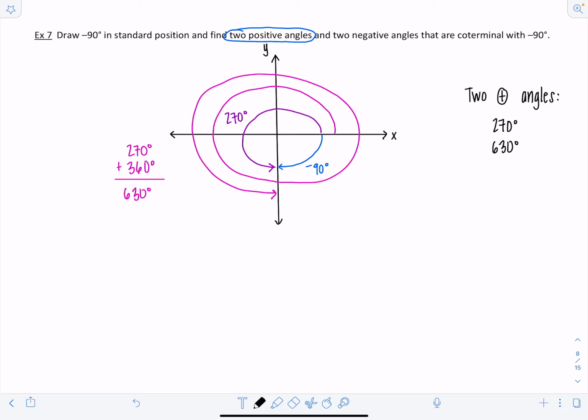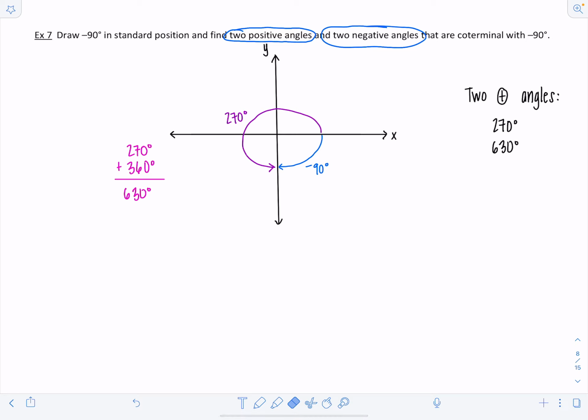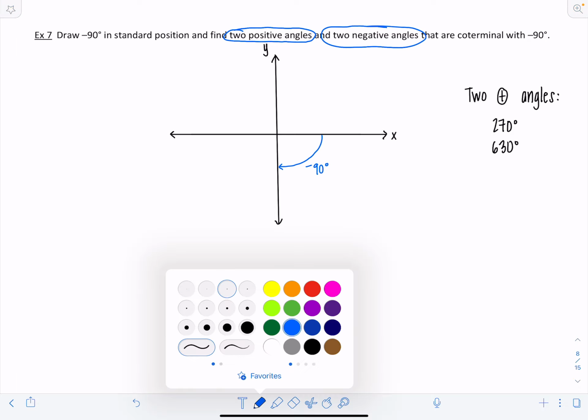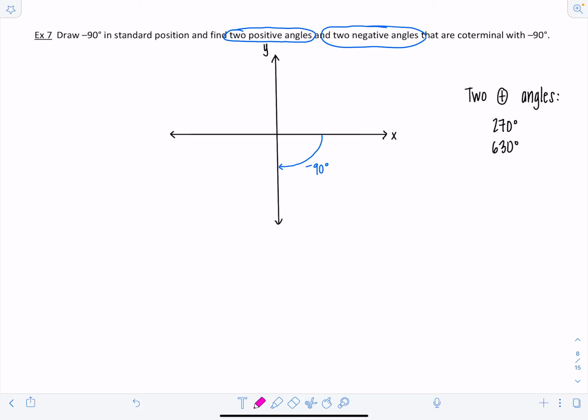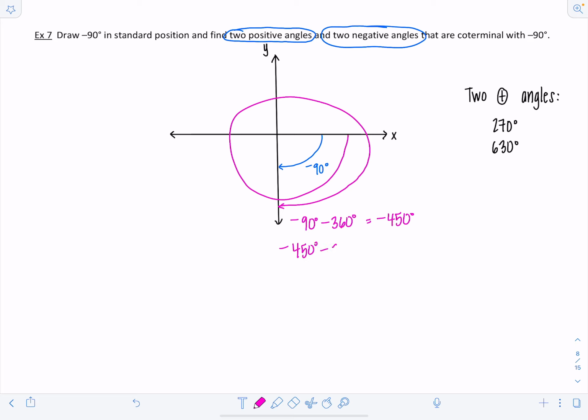All right, now I need 2 negative angles that are coterminal with negative 90 degrees. Okay, so let's clean this picture up. If I need negative angles, that means I need to still go in the same direction, so I need to go clockwise. So here's negative 90, just spin around one more time. So that would be negative 90 degrees and another negative 360 degrees, which is going to be negative 450 degrees. And then to get one more, you would just take that angle and add another negative 360, which would be negative 810 degrees.